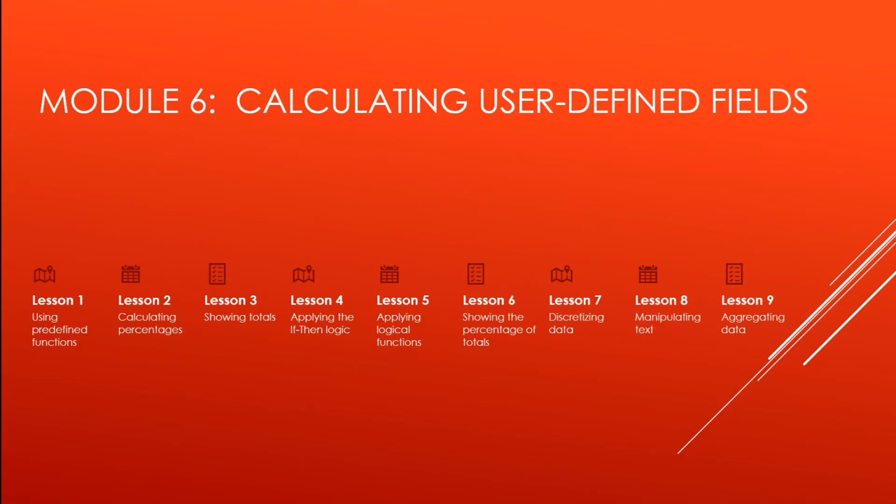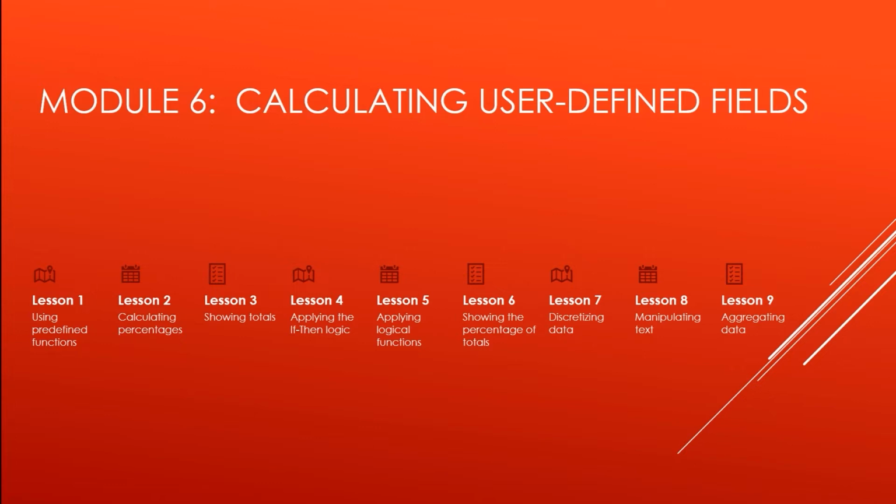So in Module 6, you were able to add to your repertoire of predefined functions. And we started doing that in Lesson 1. We used another predefined function, and we had already used 2 before we got to this module. Then we moved on to calculating percentages and then showing totals. And we did calculating percentages by column, so we had them by year. And then we moved into applying if-then logic, and we added on to it by applying other logical functions, like using the AND function to give more conditions.